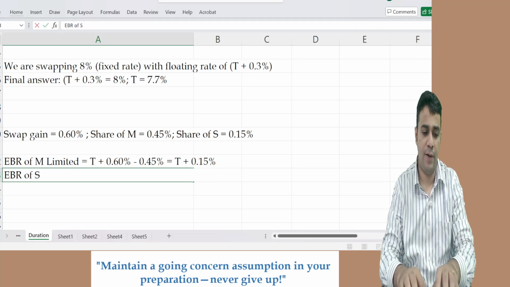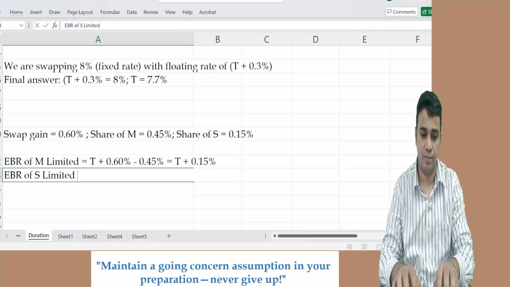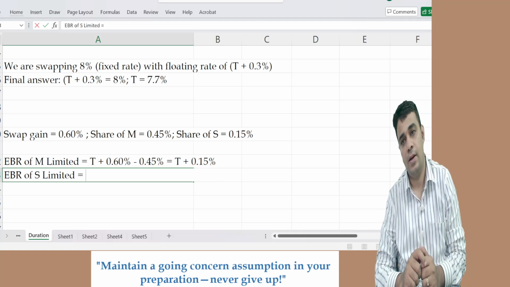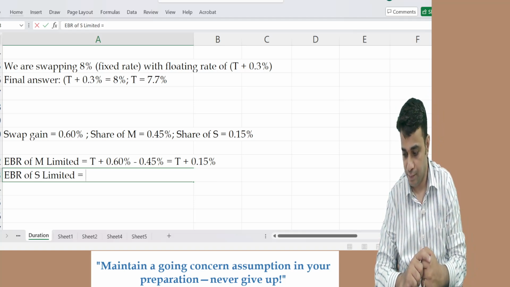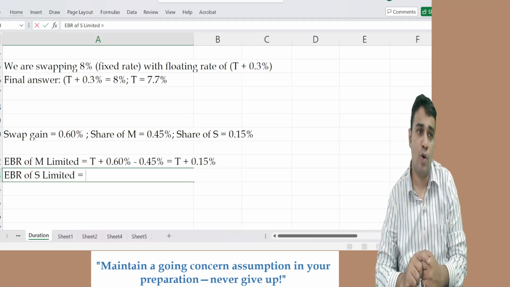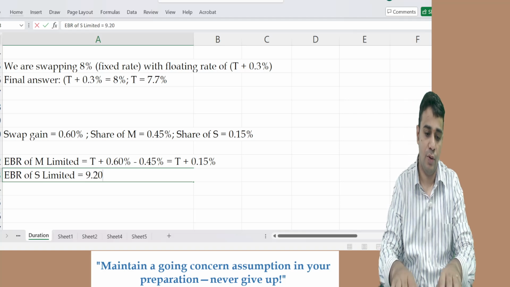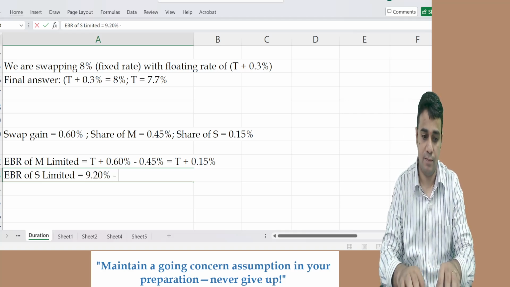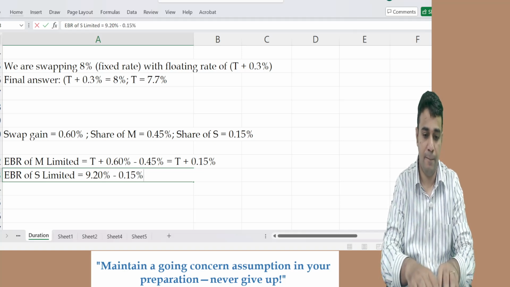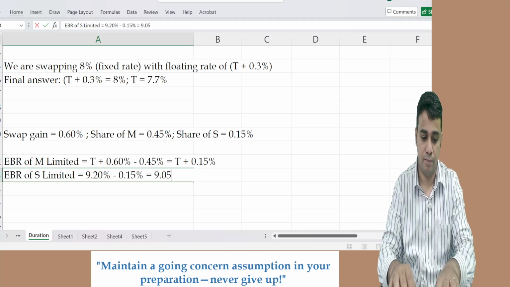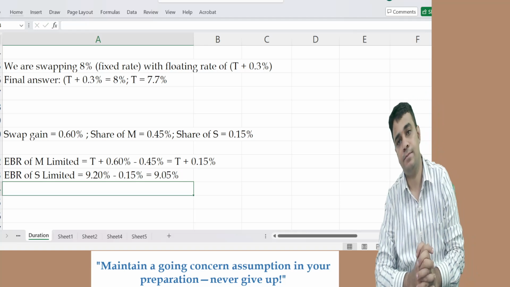Effective borrowing rate of S Limited. S wanted to borrow at what rate? 9.2% minus 0.15, 9.05.